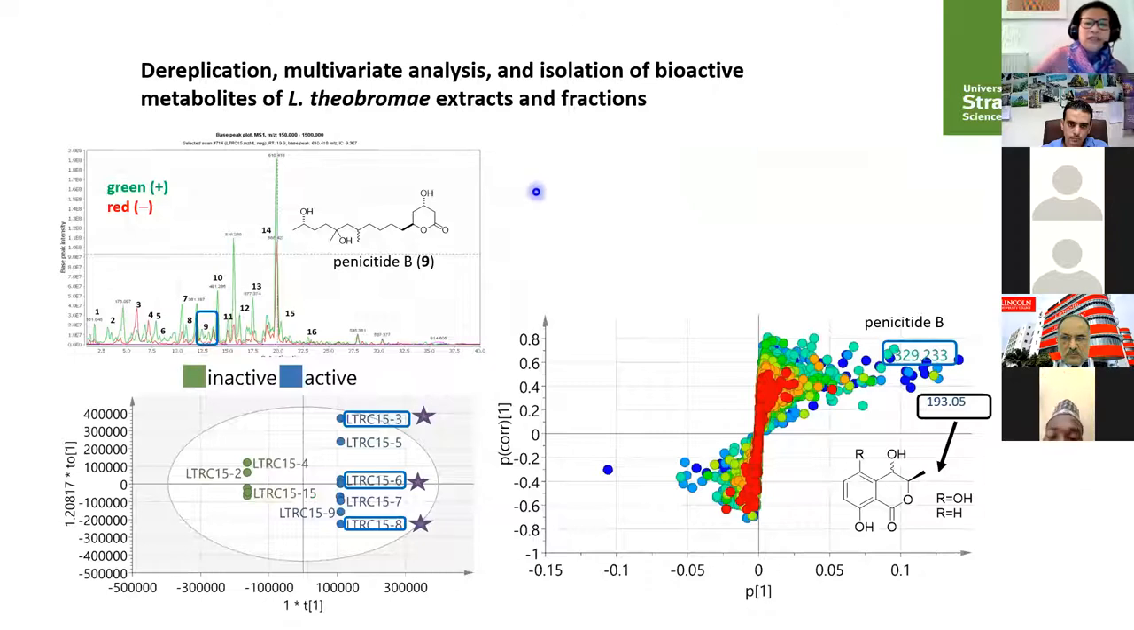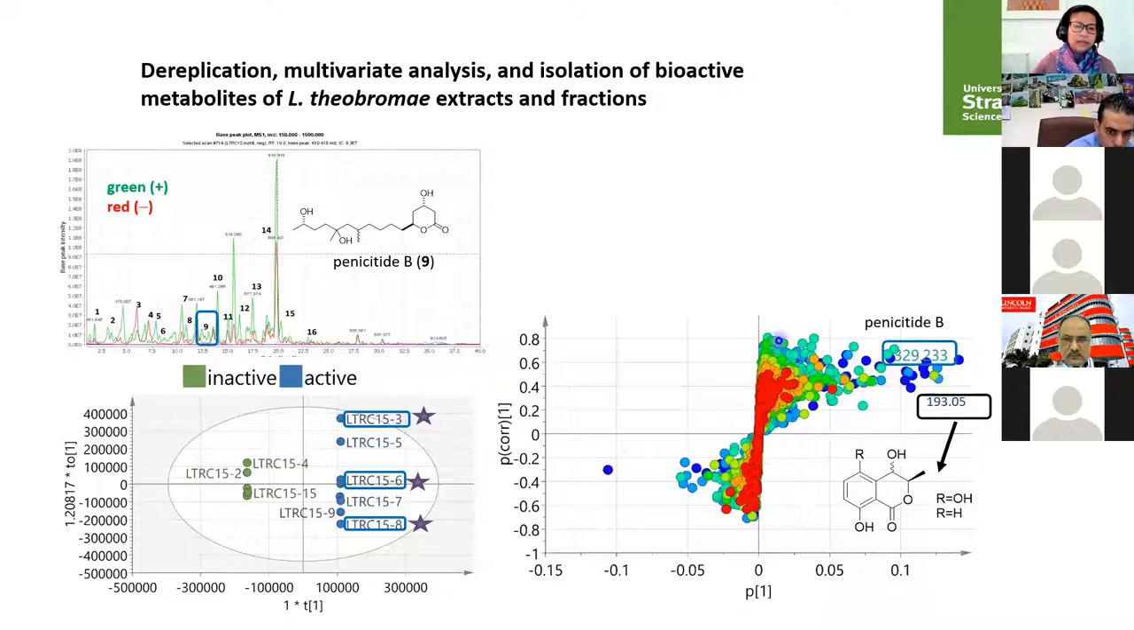So let's go to Lasiodiplodia, using the same type of analogy. So here we've got the active and the inactive, and here are the different features. So again, active extracts versus inactive extracts. And here on the right side, these are the features that represent the active extract. And here on the left quadrants are the features or metabolites that represent the inactive extract. So we have to focus our attention on these metabolites representing the active extract.